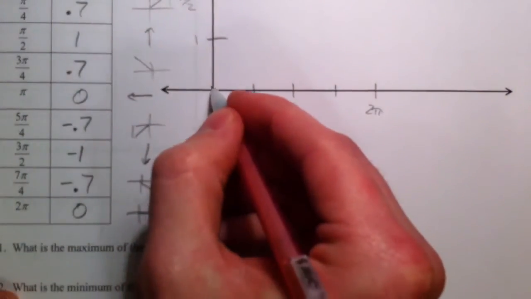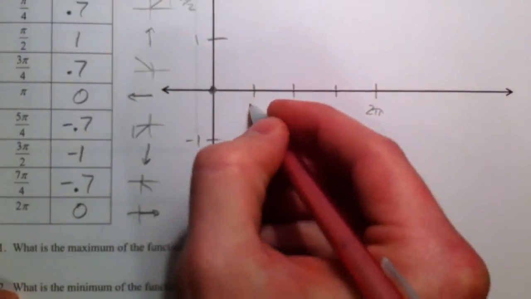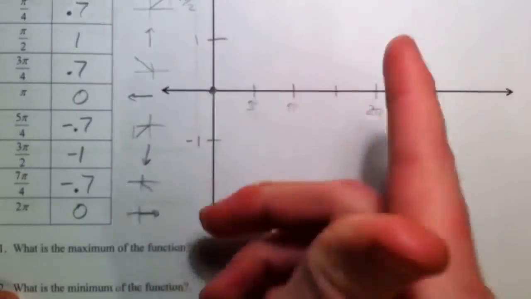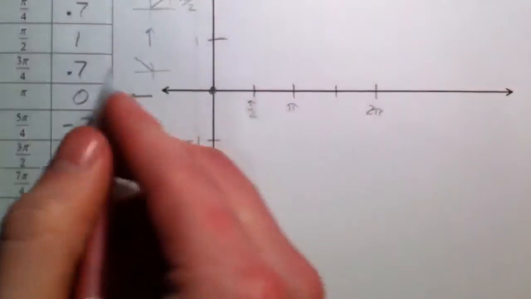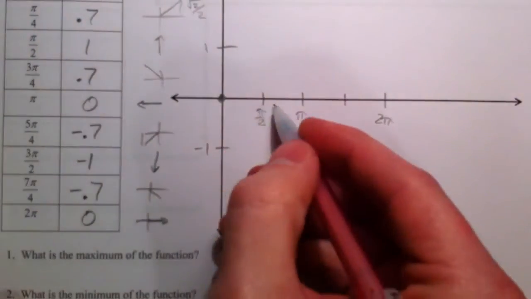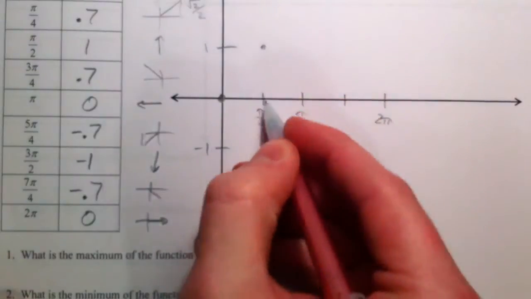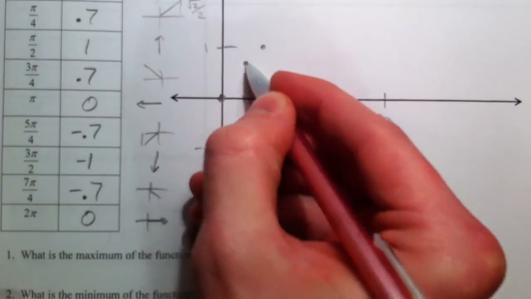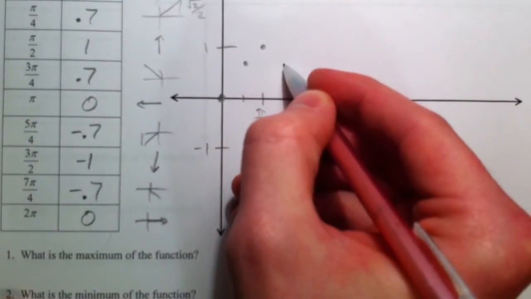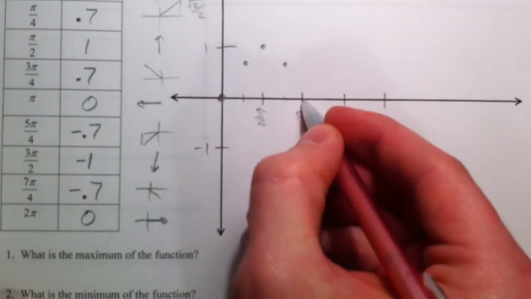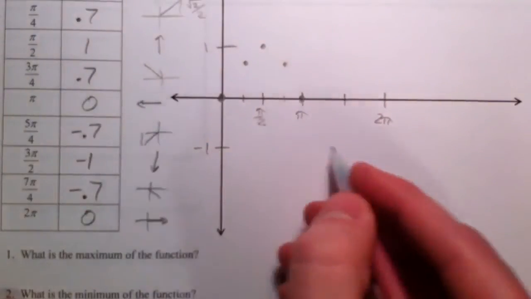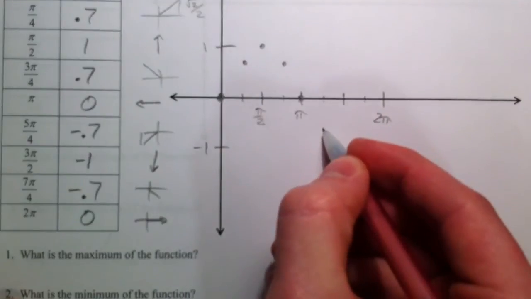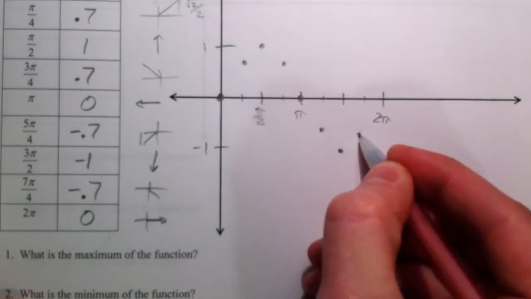So when x is 0, y is 0. Pi over 2, we get to its highest point. And halfway in between there, pi over 4, we're at 0.7. Halfway in between there and there, we're at 0.7 again. Pi, we're at 0. All I'm doing is plotting the points that we just got. Negative 0.7, negative 0.7.